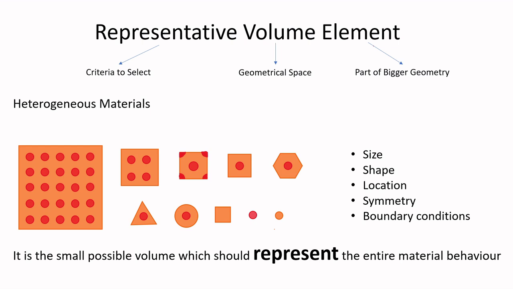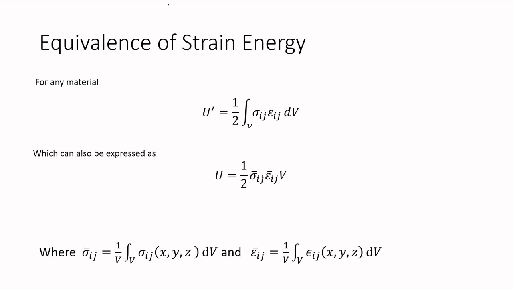And why do we want to select this as a small volume? Because we want to make our calculations easy. The material properties are obtained by using the strain energy principle, and this strain energy stored in the material, when equated to the work done on it, can give stress if the strain is known, or strain if stress is known. And strain energy for any general material can be written as a product of stress and strain integrated over the entire volume.